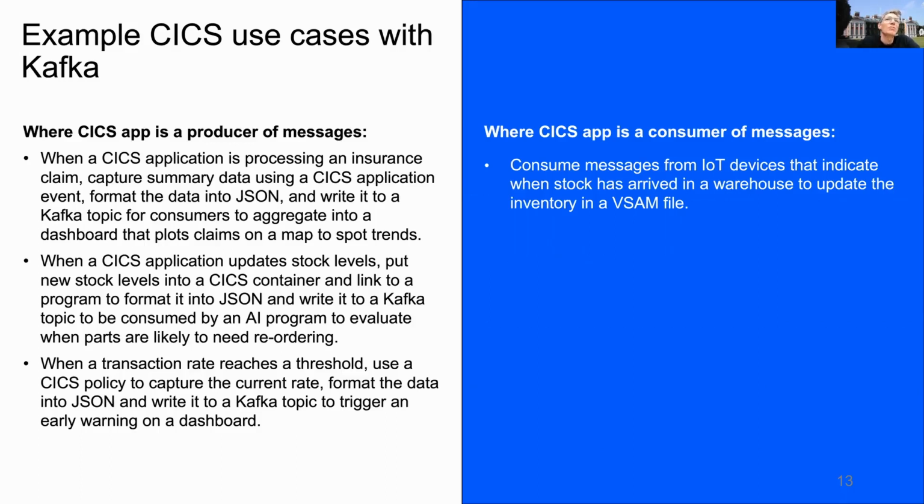So you can have, for example, an insurance application capturing data, doing transformation into JSON, and writing it to Kafka topics, and then producing dashboards where that insurance claim data is mapped onto a geographical area, and that can be used to spot trends that perhaps, if you were just looking at each particular claim, you wouldn't notice. But as I say, I won't go through that here.